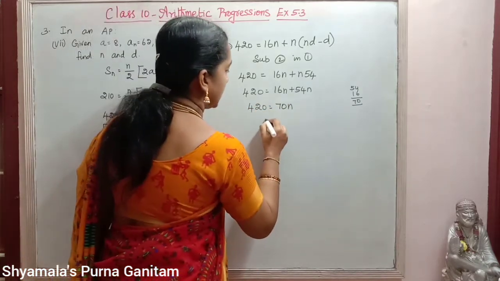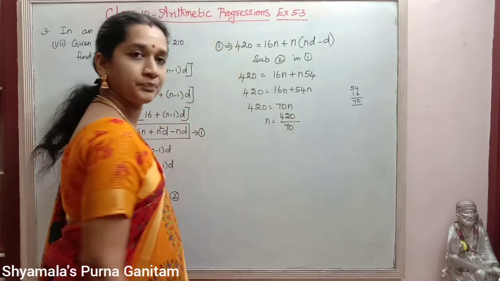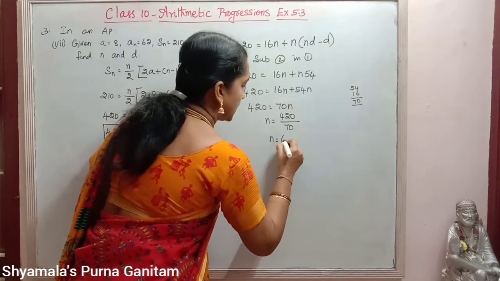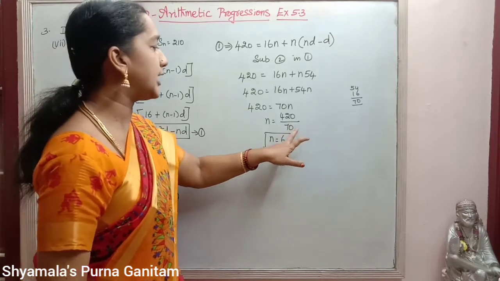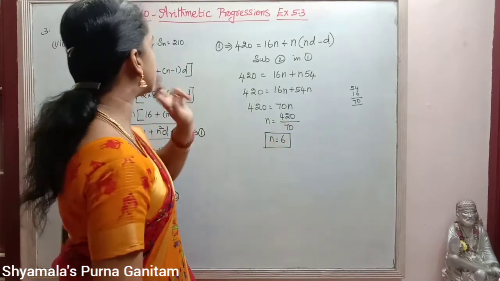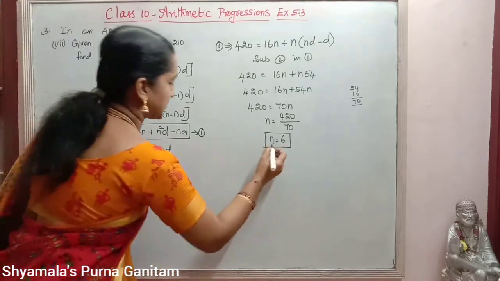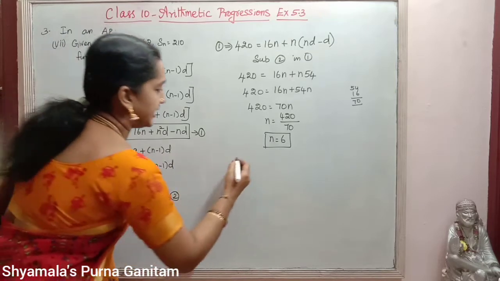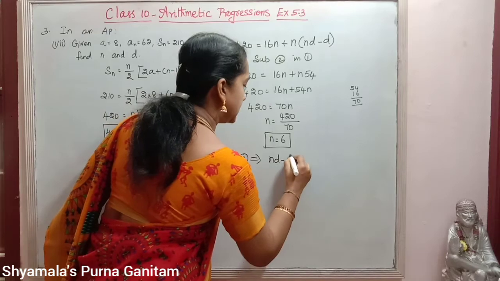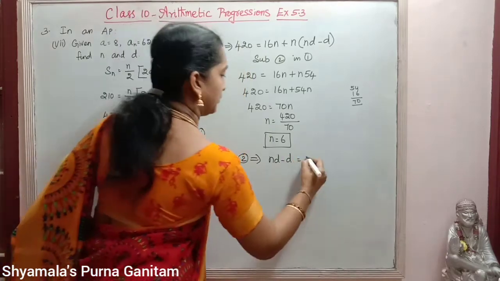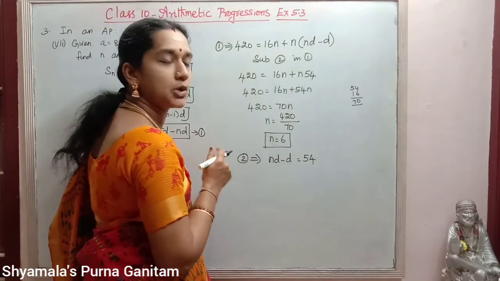So we get n is equal to 420 by 70. So the n value is equal to 6. 70 into 6 is 420. So n is equal to 6. Then we have to find the d value. We will substitute this n value in the second equation. So what is the second equation? nd minus d is equal to 54. We got the value for n as 6.